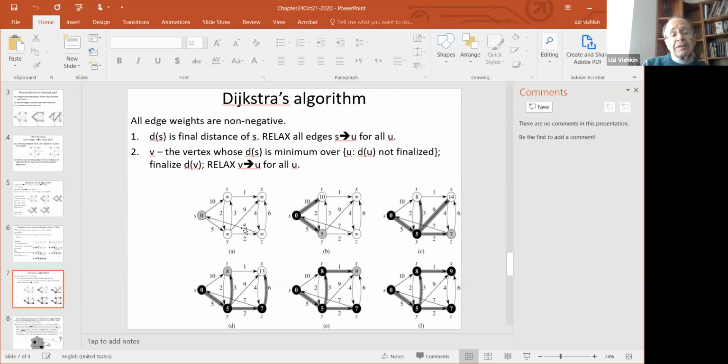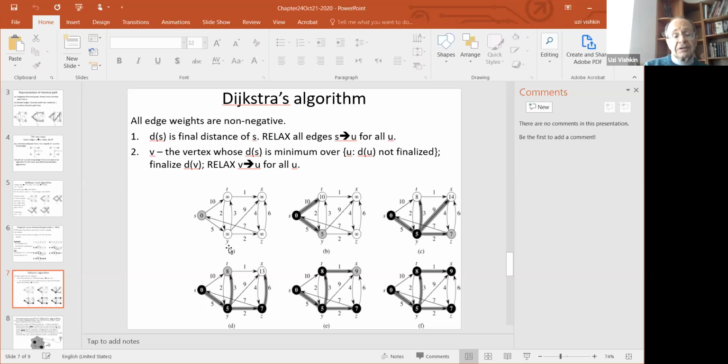Initially, the situation is that this is the graph, and the distance to every vertex is infinity. Why infinity? Because we don't know how to get there. We initialize the distance to S to be 0. And what will happen in step 1 after doing the relaxation?